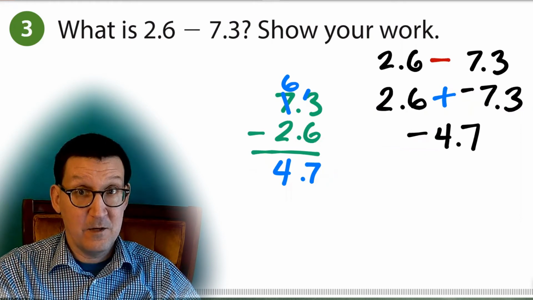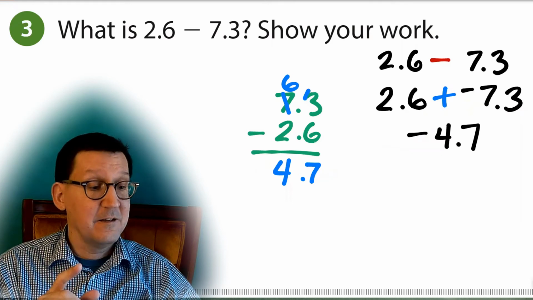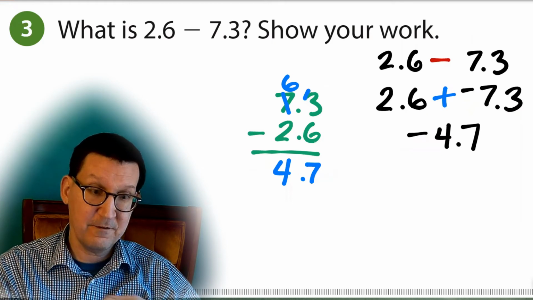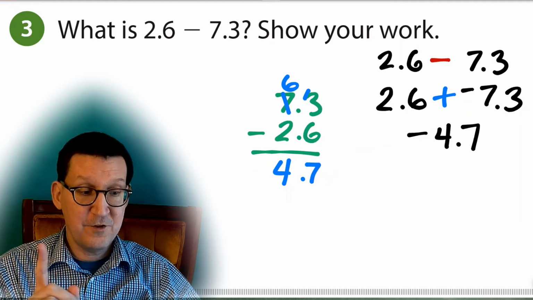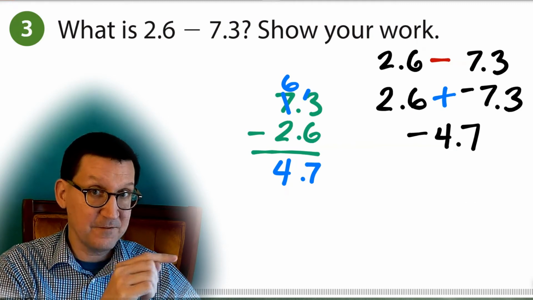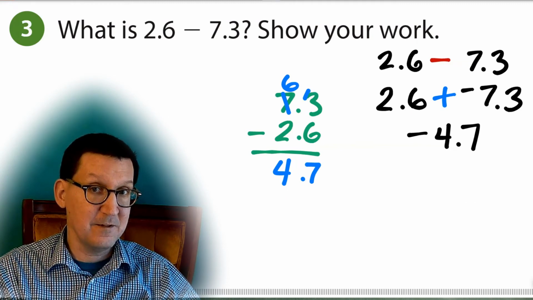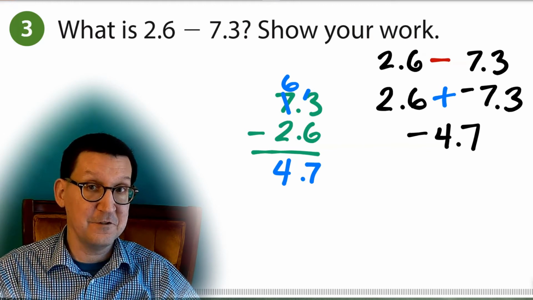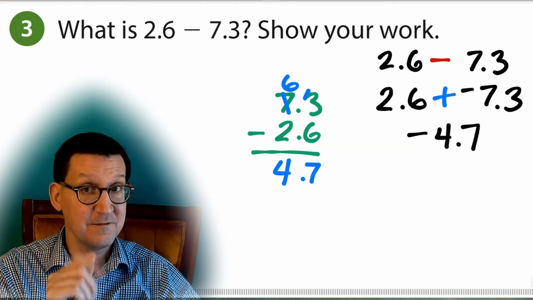Of course, the way that works is, if you're thinking of a number line, if you have positive 2.6 and you're taking away 7.3, once you take away 2.6, you still have more to go, but now you're on the negative side of 0. That's why the largest absolute value carries through to your answer, because that tells you if you're going to be on the negative side or the positive side of 0.